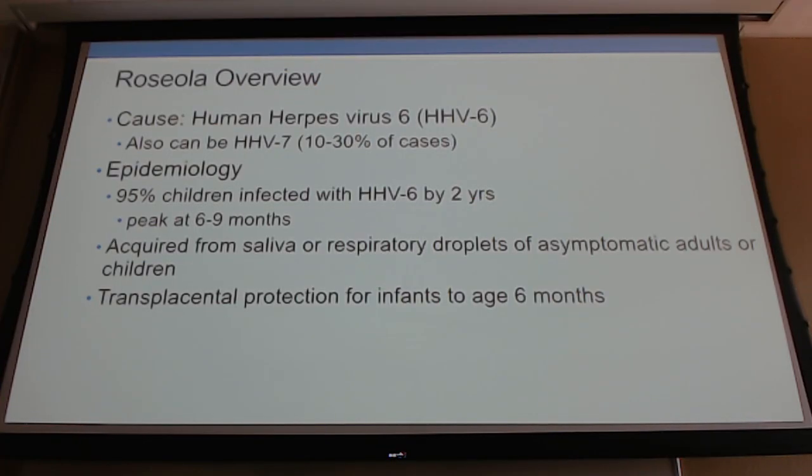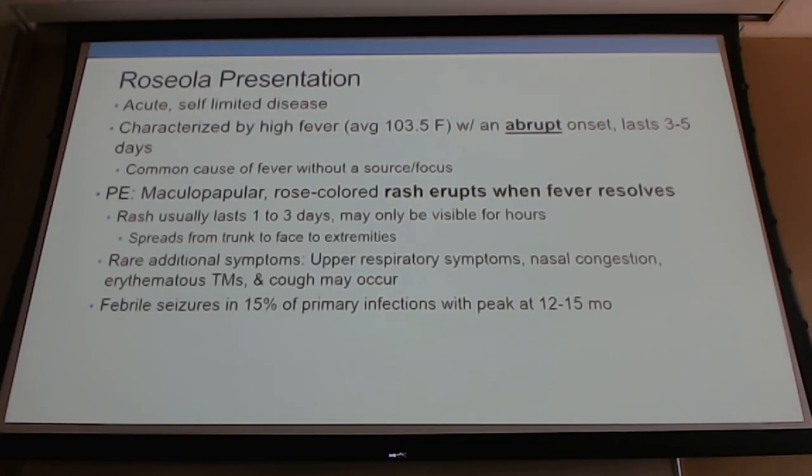So all the 6s go with roseola. Most of the kids are going to have this by the time they're 2. So this is really something we're seeing in those younger aged kids. This one, again, they get a really fairly high fever in the 103, 104 range.